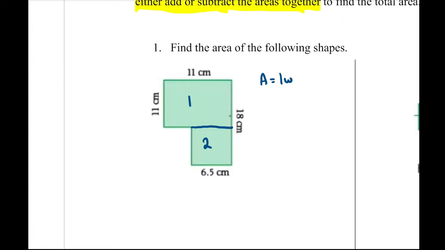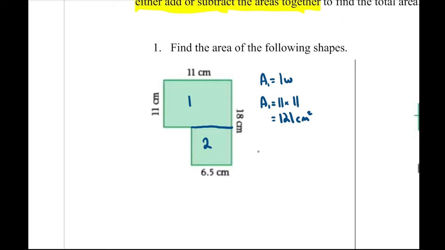If I look at the first one, that one's a fairly straightforward one. So the area of shape 1 is equal to length, which is 11, times the width, which is also 11. So it gives me 121 centimeters squared. Again, remember with area, our units are squared.